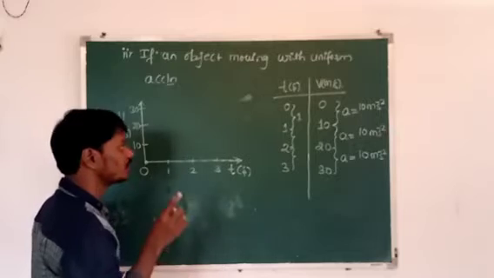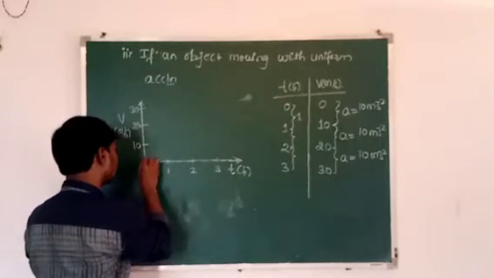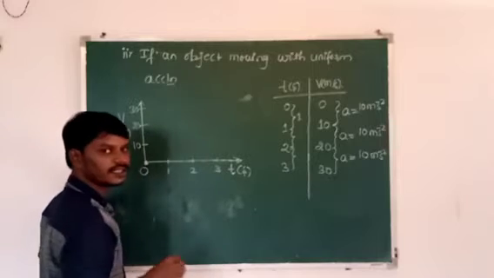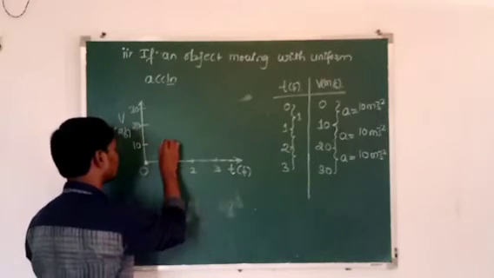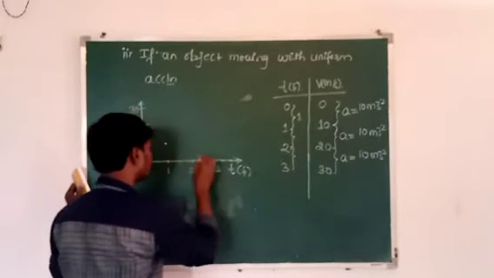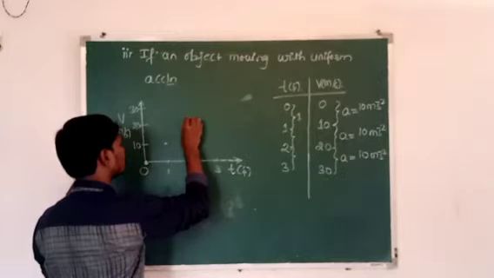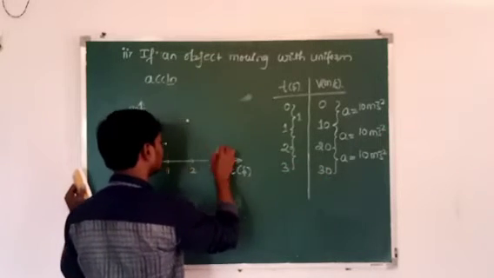So at 0 seconds, what is the velocity of the object? 0, meaning both are at the origin. Next, after 1 second, what is the velocity of the object? That is 10. Then after 2 seconds, what is the velocity? That is 20. Then after 3 seconds, what is the velocity? That is 30.